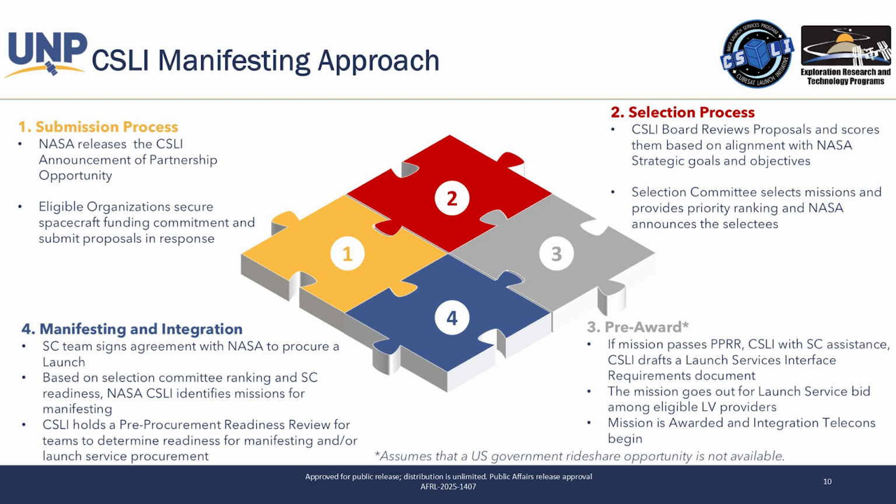The selection process then, once we get all the proposals in, is that the CSLI board reviews all the proposals. We score them based on the alignment with our strategic goals and objectives. And then the selection committee prioritizes those missions that were submitted that year, and NASA announces the selectees. The way it works is that missions that were selected prior to yours get more priority than your mission, right? However, if you scored really highly in the selection process, you're going to be higher on that priority than missions that were selected in the same year as you.